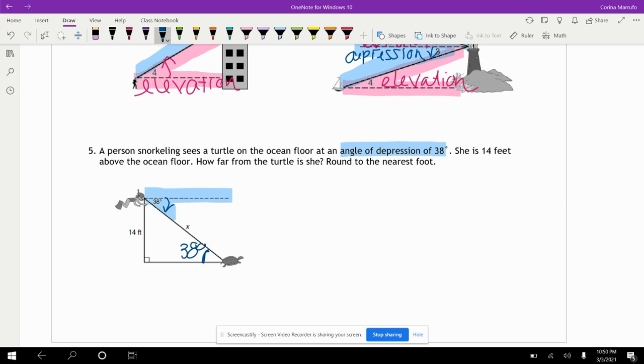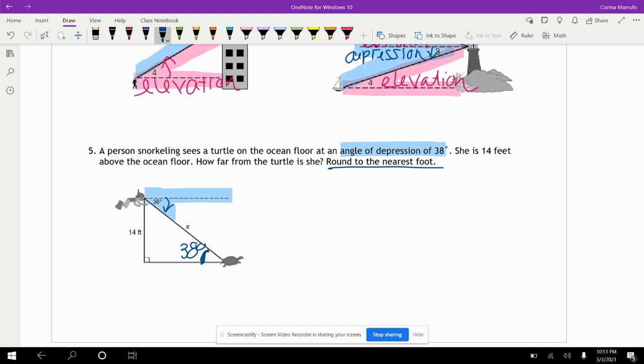Now, how do I know this? If you recall from a previous lesson, when you have two parallel lines cut by a transversal, these are equivalent because they're alternate interior angles. So that's why, just in case you don't remember that lesson, this one is 38 degrees. Okay, so now that this is 38 degrees, they want us to know how far from the turtle is she, rounded to the nearest foot.